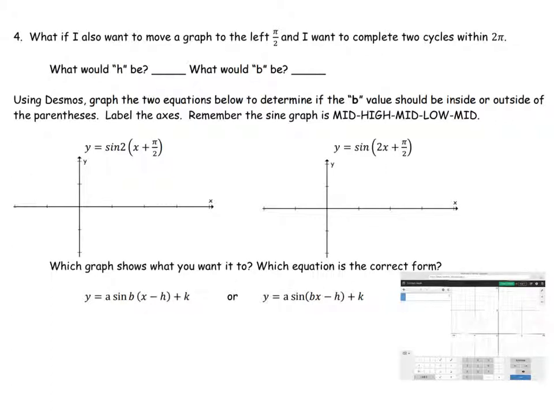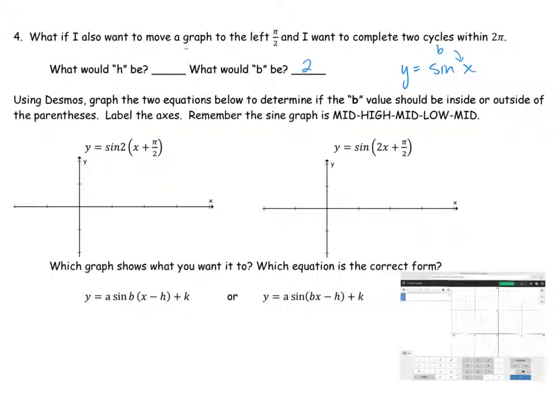We're adding into the y equals sine x. We're adding in a b value. And the b value changes how many cycles I want to complete within 2 pi. So if I want to complete 2 cycles within 2 pi, b would be 2.